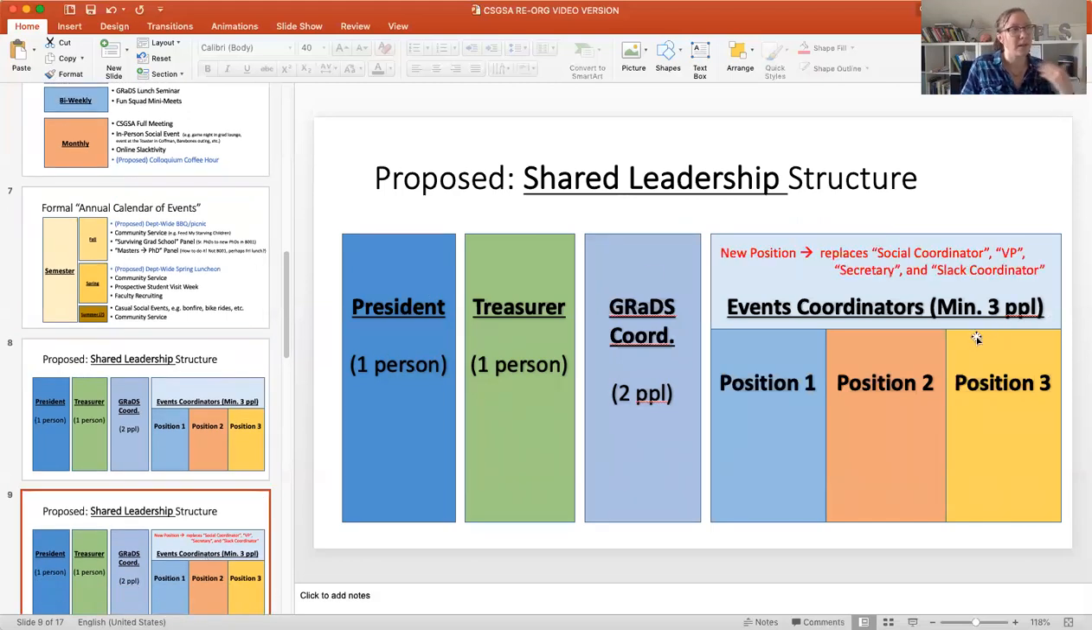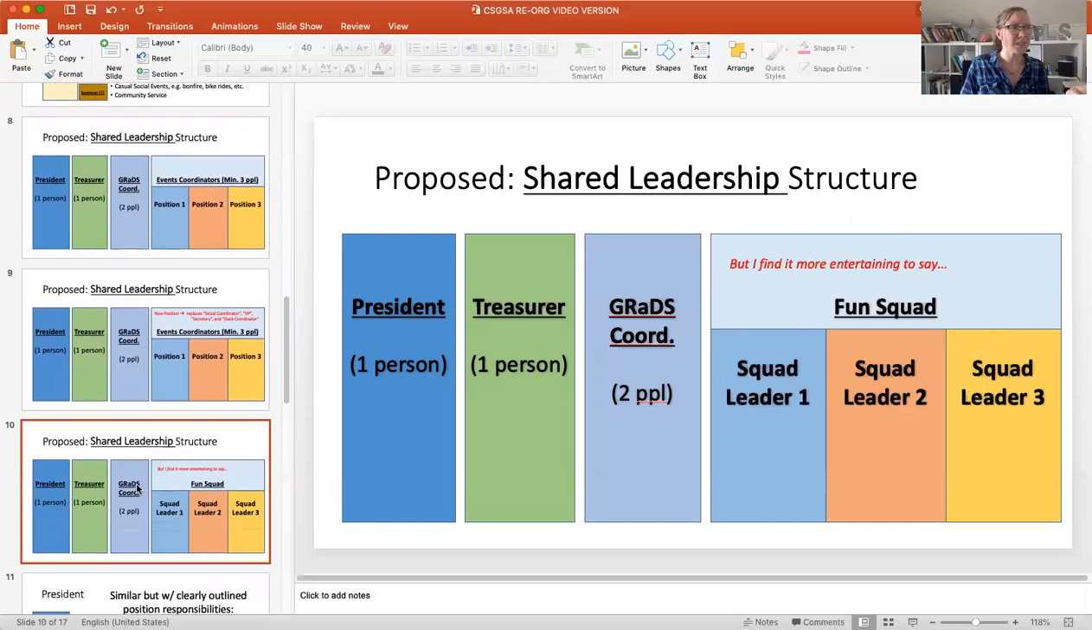This is basically, so the events coordinator is replacing the social coordinator, VP, secretary, and Slack coordinator. And we could have anywhere from 3 to 5 of these new event coordinator positions. For the rest of this talk, though, I'm just gonna call it the fun squad because actually I think these positions are gonna be super fun to fill.